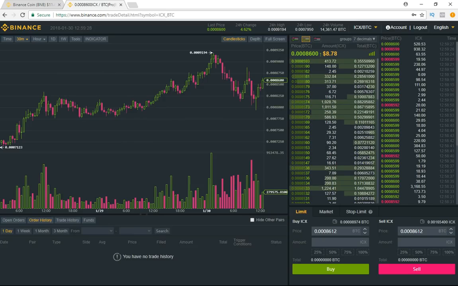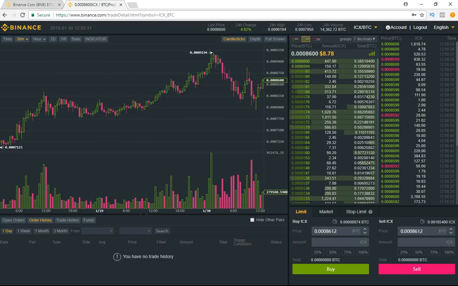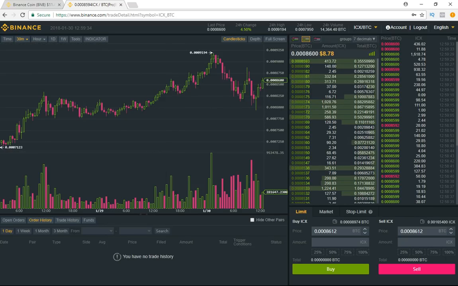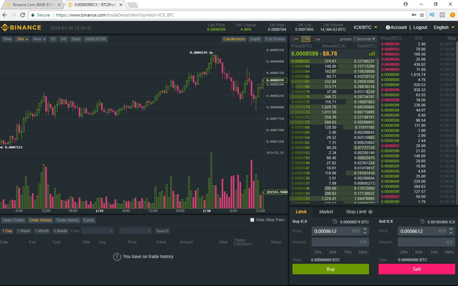So what we're going to be looking at is the advanced exchange, and the way you want to access this is, when you're on Binance, at the top left it says Exchange. Hover over that and then click on not Basic but the Advanced exchange, and you will be taken to this platform.